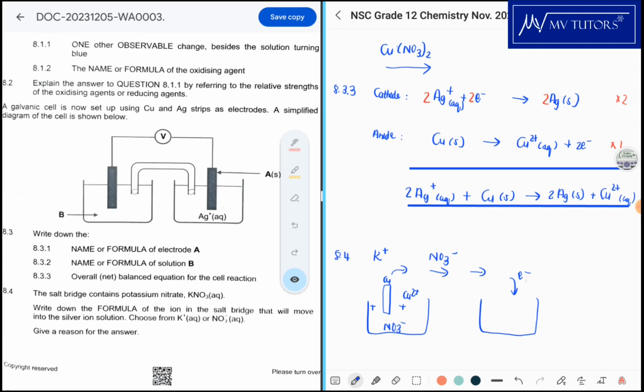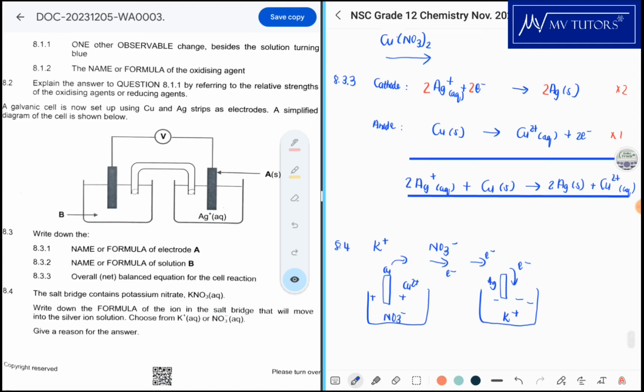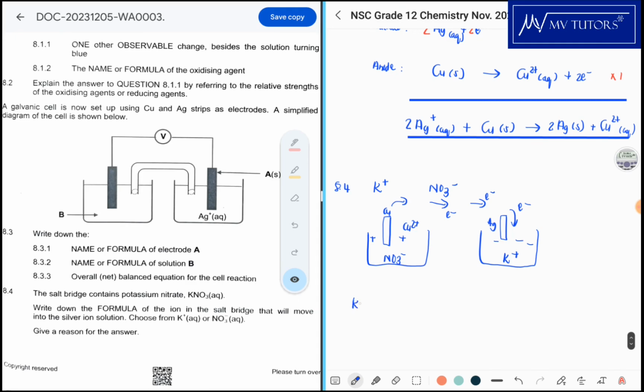And then here you have electrons that are busy going to your cathode section. Okay, so what happens then? Your solution in here is starting to become negative. Okay, even though your electrode here of silver is busy forming, you still have electrons that are still coming in. Okay, and what will attract to the negative charge in the cathode beaker? It will be your potassium. So to answer the question, it will be the potassium ions, so K plus.